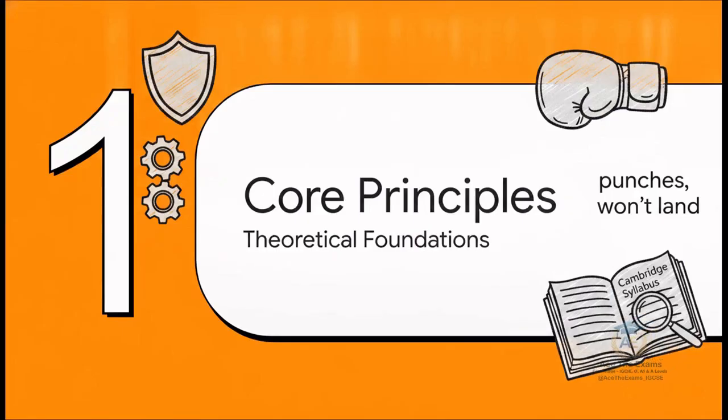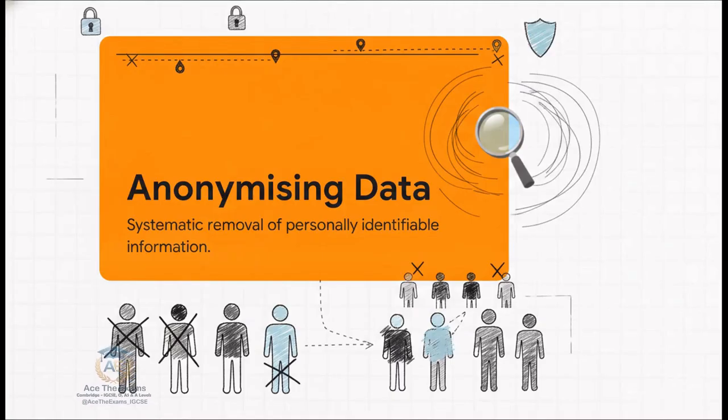Starting off with Section 1, Core Data Security Principles. We need to lay down the absolute theoretical foundations before we can start throwing any analytical punches. Before we do anything else, before we look at a single past paper, we must define exactly what removing geotags, anonymizing, and aggregating information actually mean in a strict professional context, because examiners are ruthless on definitions.